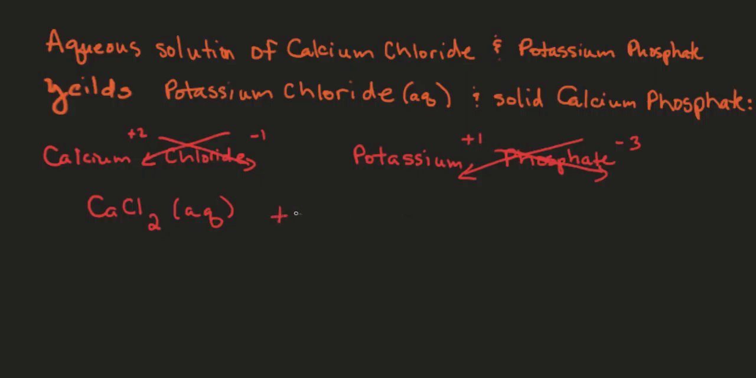So these are the two reactants. And when we let them react, we get a solid of calcium phosphate. So it's going to be calcium PO3, but the +2 of the calcium now becomes a subscript for the phosphate polyatomic ion. And then the -3 that was a charge for the phosphate becomes a subscript for the calcium, and that's solid.